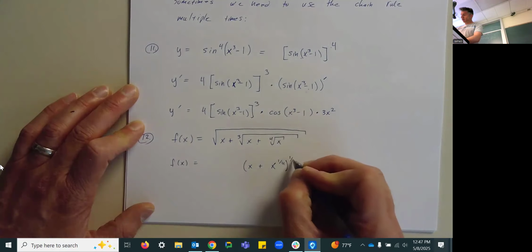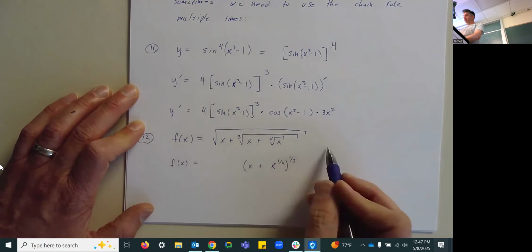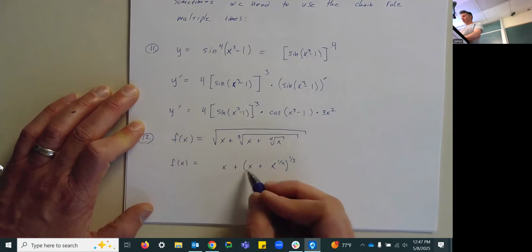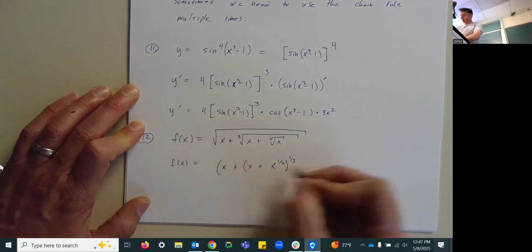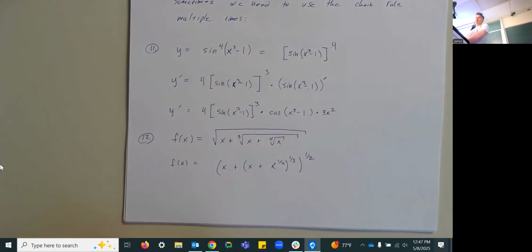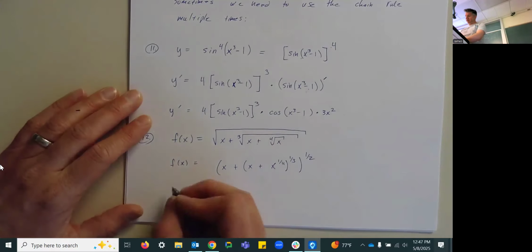To the 1/3, because it's a cube root of all that stuff, and then x plus the cube root of x plus x to the 1/4 should all be raised to the 1/2 power, because it's the square root of all that stuff. Technically you don't have to write it this way, but we definitely need to think of it this way. There's no other way to deal with these functions other than thinking of them as some fractional power. And now we're ready to take the derivative.